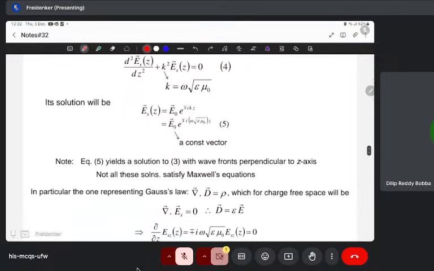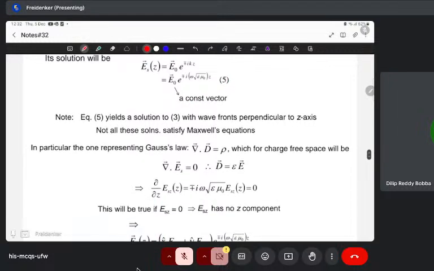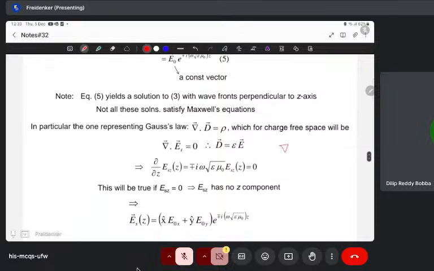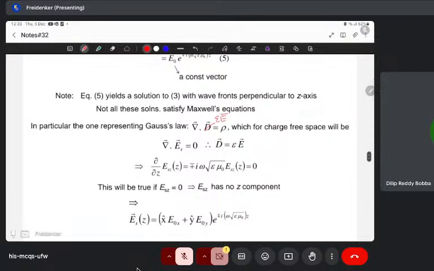Fine. Now if I try to substitute the solution I got in Gauss's law, we saw that this is essentially rho free, but since rho is 0, they're omitting this. And D is epsilon naught E, so I can change this to epsilon naught E. And since there is no charge anywhere, rho is 0. Epsilon is constant, that is gone. So divergence of E is 0.